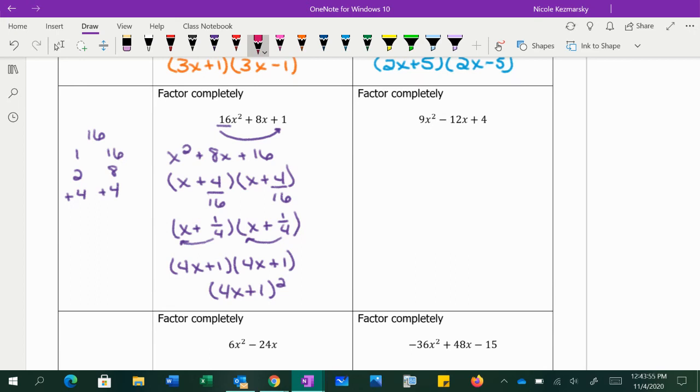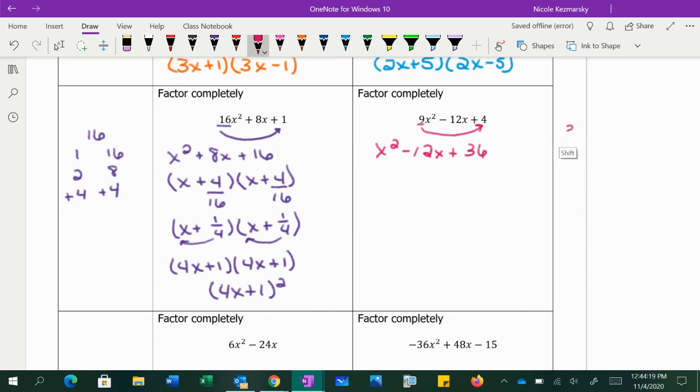Next one. Again, we look for GCFs. I don't see a GCF for all 3 numbers. 2 of the 3 might have a GCF, but it has to be for all 3 numbers. So I'm going to go ahead and slide the 9. So that's going to give me x squared minus 12x plus 9 times 4 is 36.